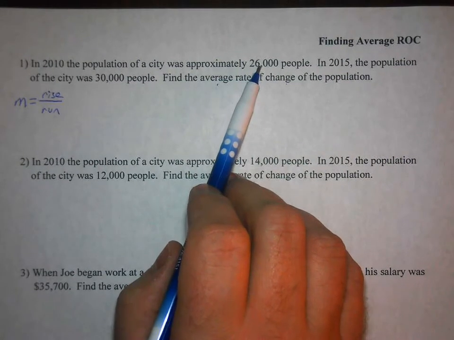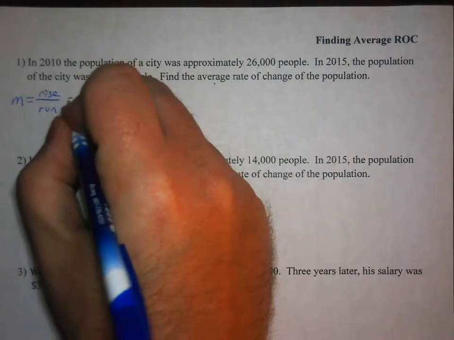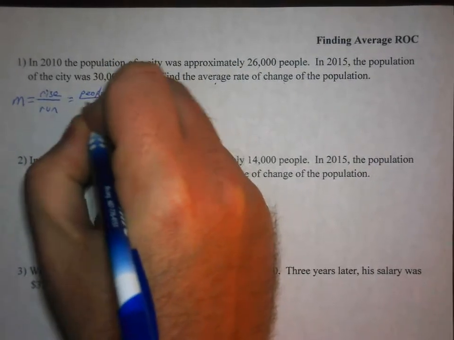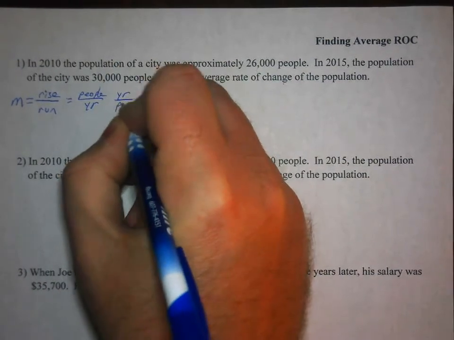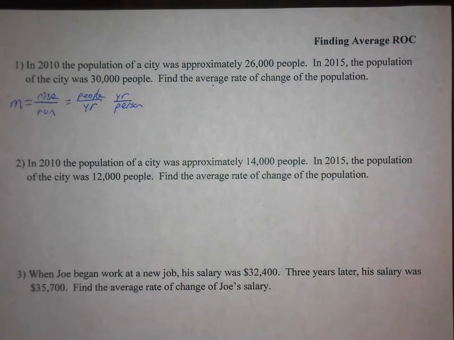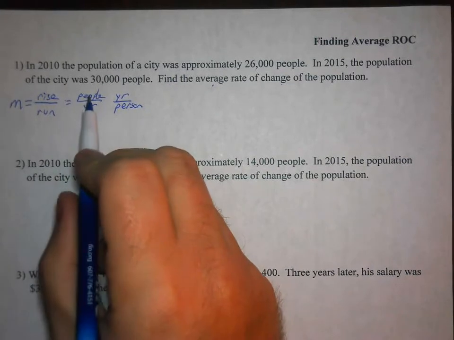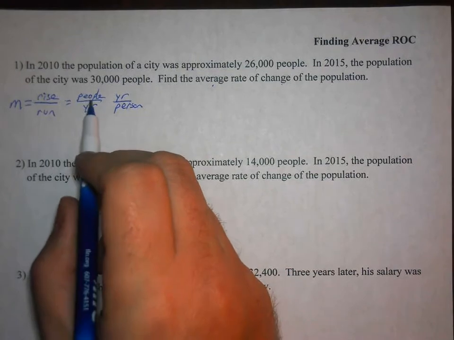So does it make more sense to say that the population is going to change in people per year or years per person? So what makes more sense? If the population increased by, say, 100 people per year, or the population increased 1 year per 100 people? It seems more logical in our head to think about it as changing as people per year. So the population increased by this many people per year.